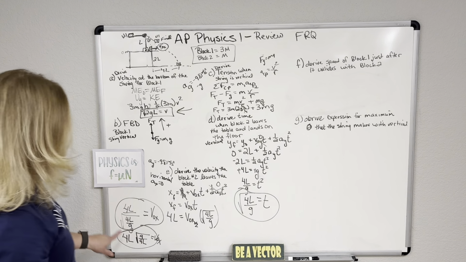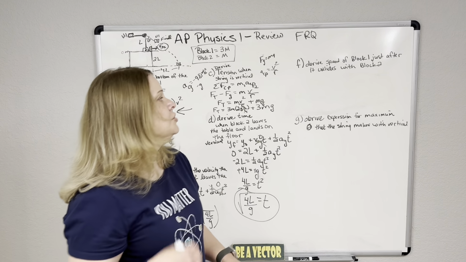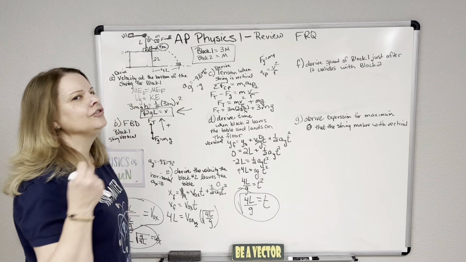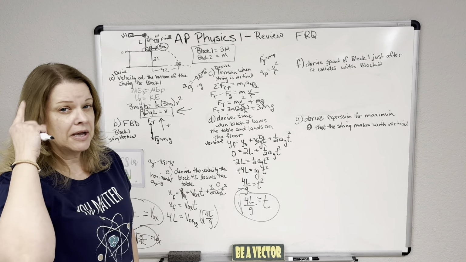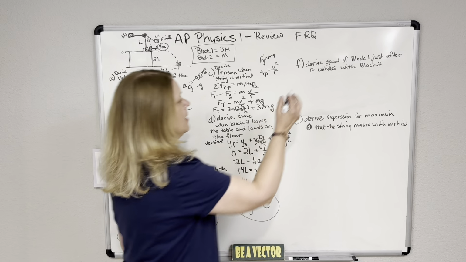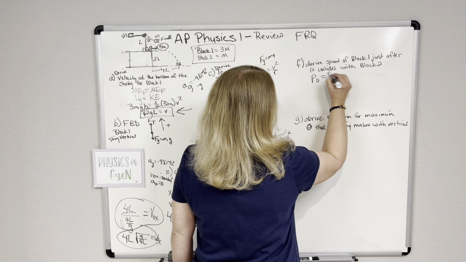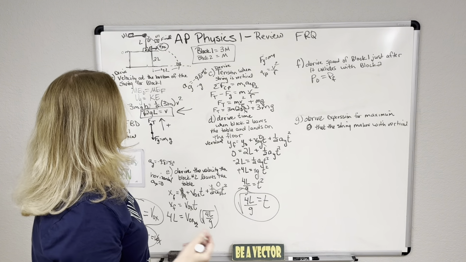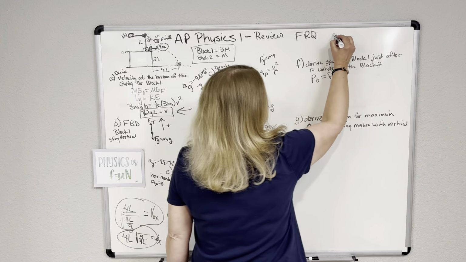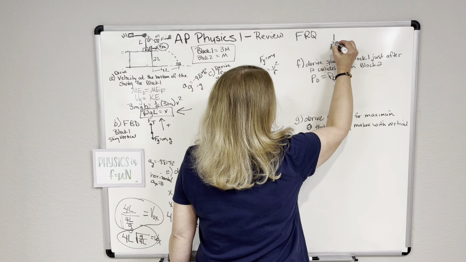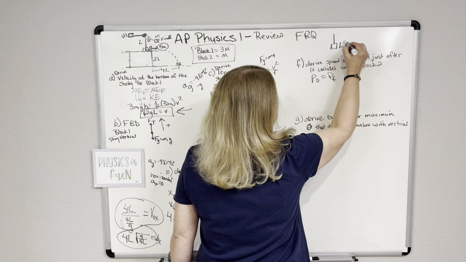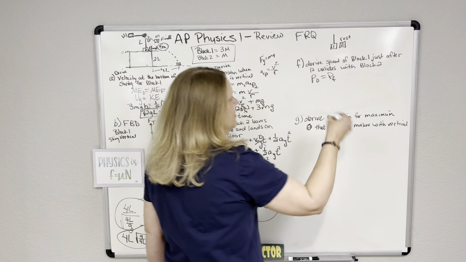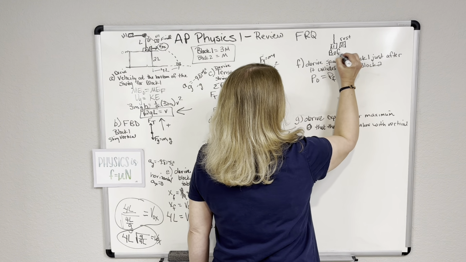Anyway, so that's E. Now we're going to F. Derive the speed of block 1 just after it collides. That's going to be my big clue, collision. I'm going with conservation of momentum. Momentum before equals momentum final. Now I'm going to look at that collision. I'm going to look at block 1 on the string hitting block 2 at rest, and that's going to be before.